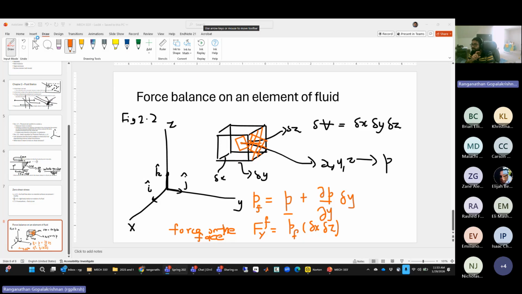Force is pressure on a surface times the area of the surface. So we assume that this PF acts uniformly on this face, the shaded face, and the force should be the pressure scaled over the area, which is delta X times delta Z.